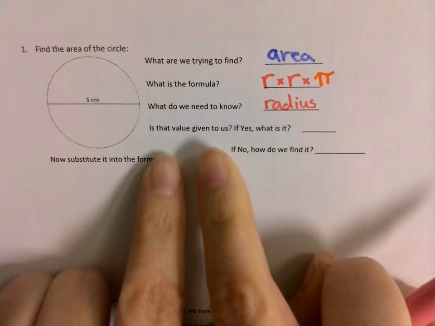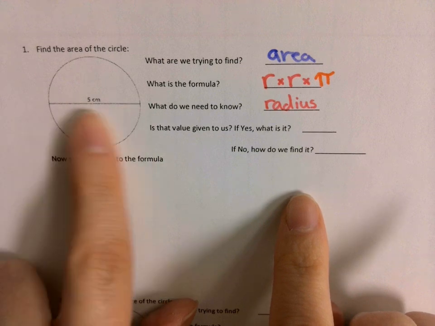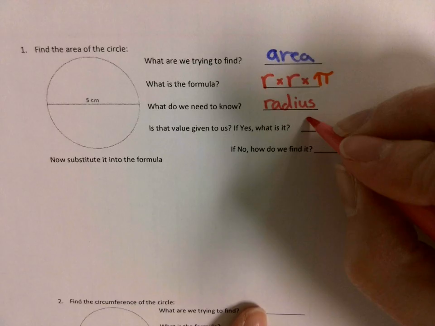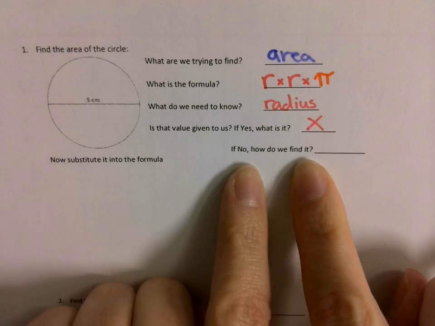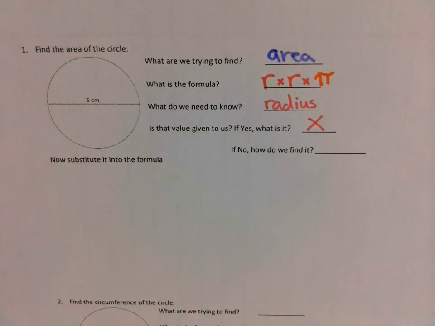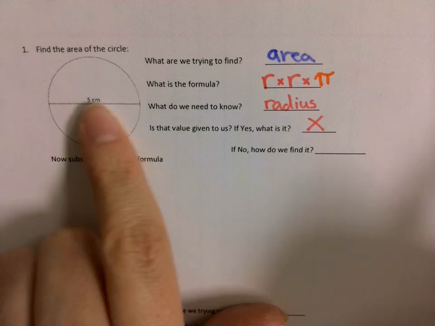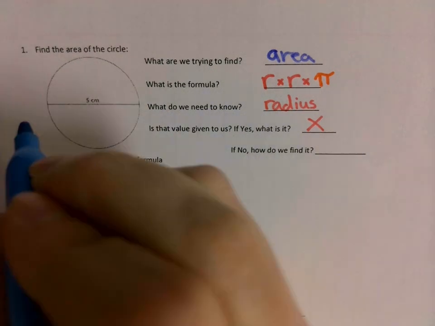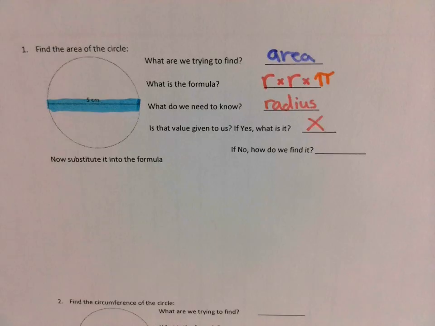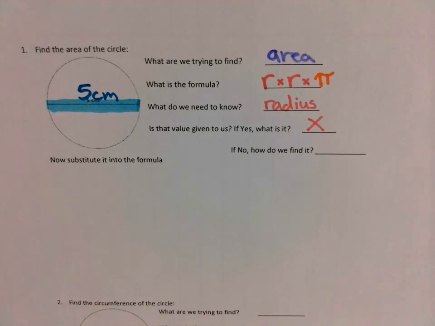Is the radius given to us? Did they tell us what the radius is? No. They did not tell us what the radius is, so I'm going to cross out where it says yes, and instead, I'm going to figure out how to find it. If no, how do I find it? How do I find the radius? What did we say we would do? If they only gave us the diameter, this is a diameter measurement. I'm going to highlight that in blue. They said that this diameter is 5 centimeters, how do we change diameter into the radius?